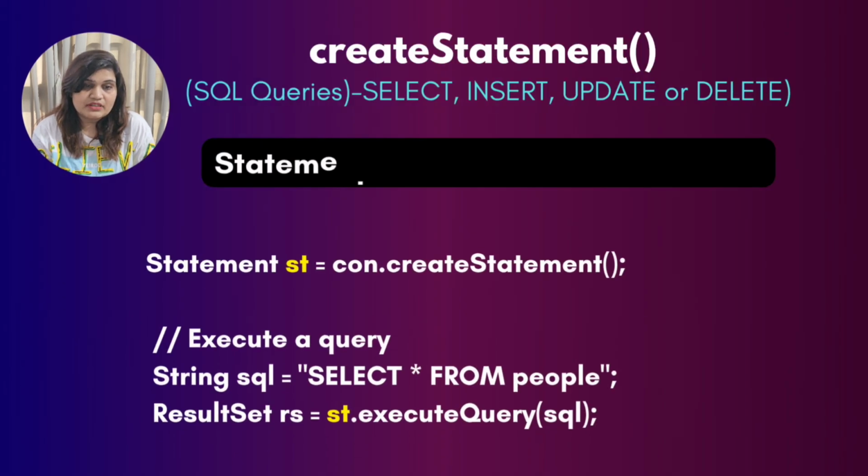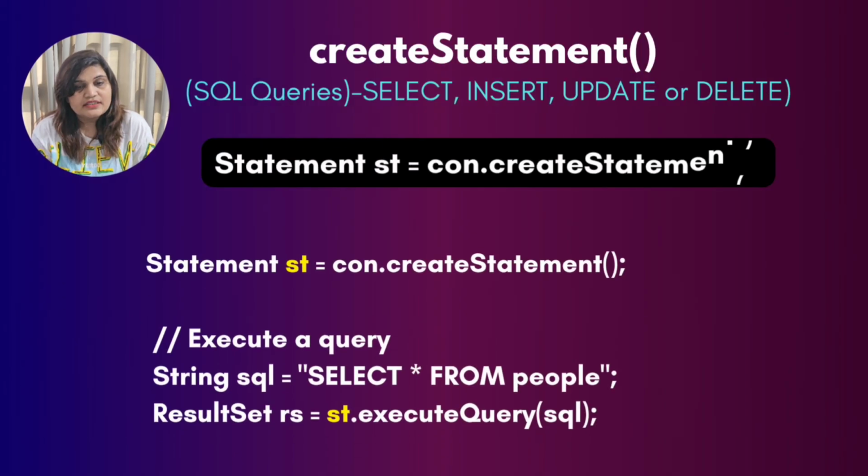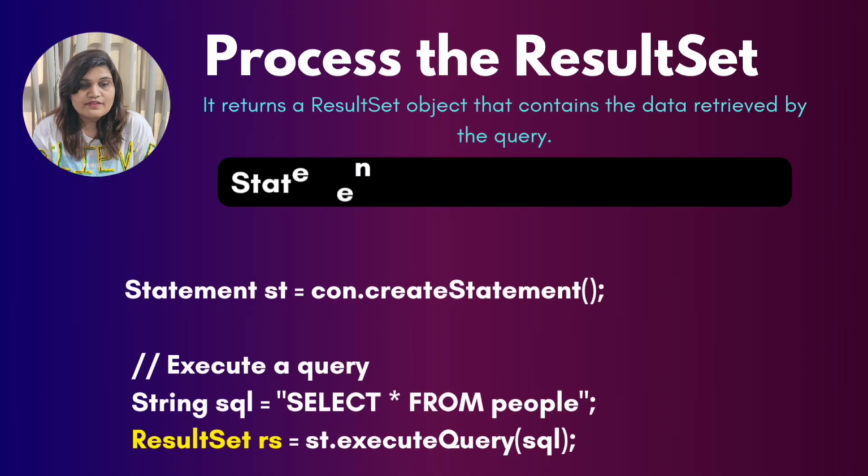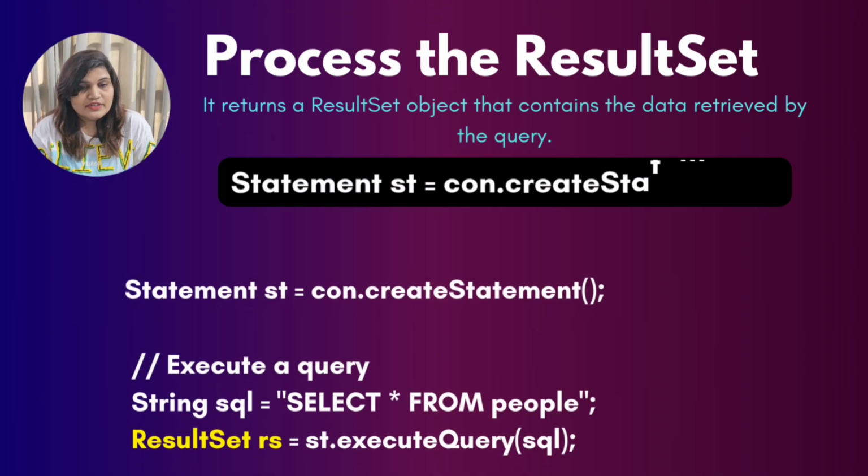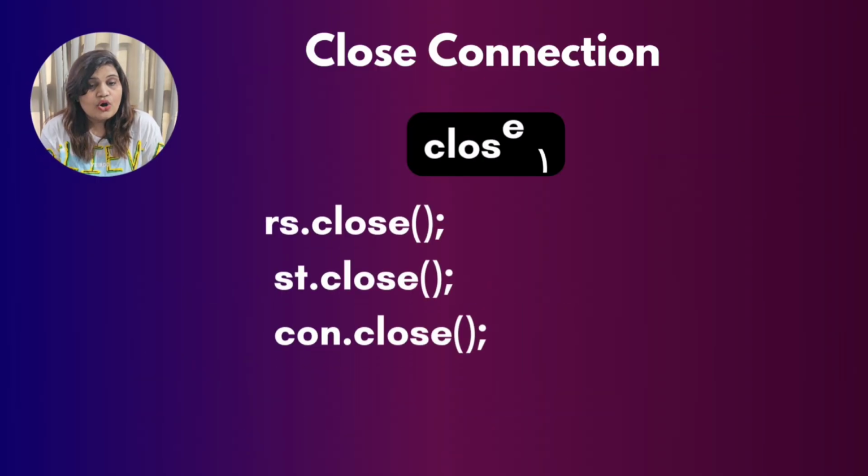Next, create a statement. Once connected, you create a statement object to execute SQL queries. This is where you can execute select, insert, update, delete, and more. Next is processing the result set. After executing a query, you will usually get back a result set object. This contains the data you queried from the database. Lastly, always close your connections. It's a good practice to free up resources when you are done by using the close method.